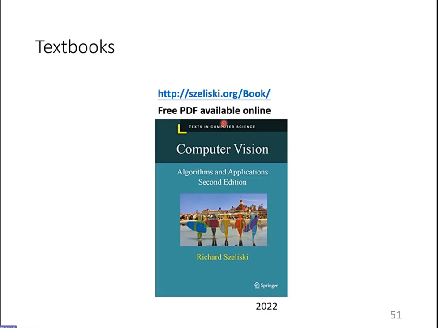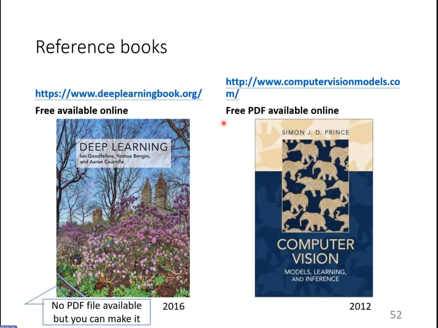Okay. And there are two reference books. They are also freely available online. The first one is Deep Learning by Ian Goodfellow. Now, who is he? You have heard about the GAN, right? He invented the GAN. So you can see he is a very important contributor to the computer vision community.